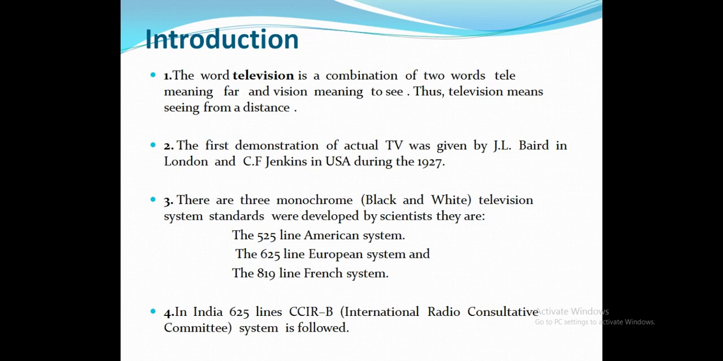In black and white or monochrome we have the 525 line system, 625 line system and 819 line system. Of these, in India we use the 625 line European system that follows the CCIR-B standards, that is International Radio Consultative Committee standards.